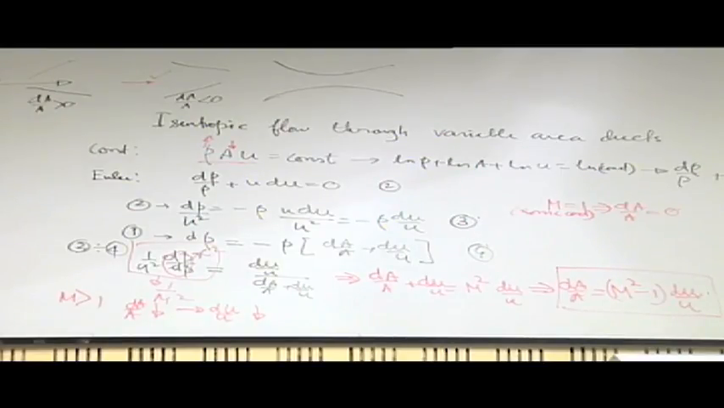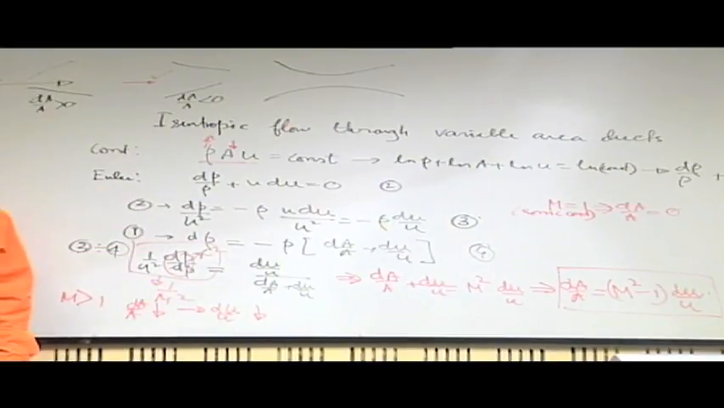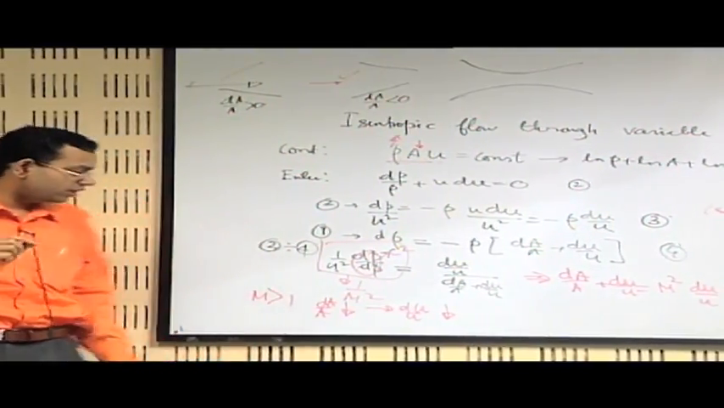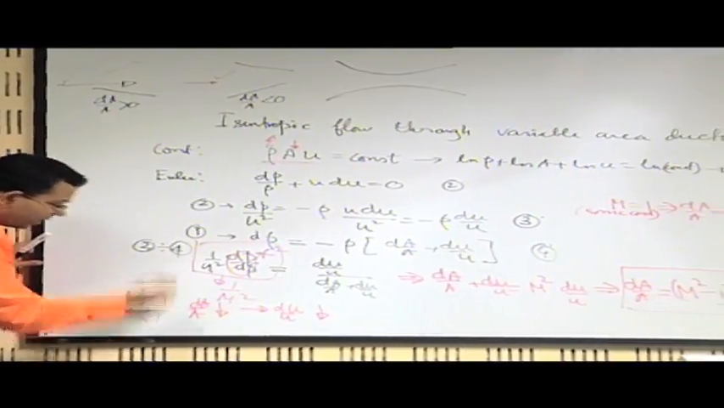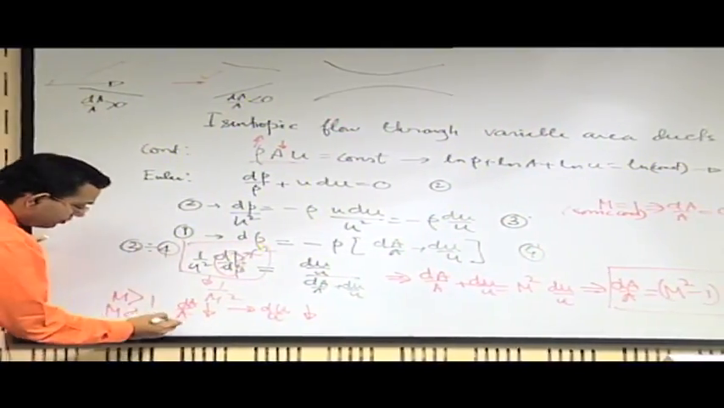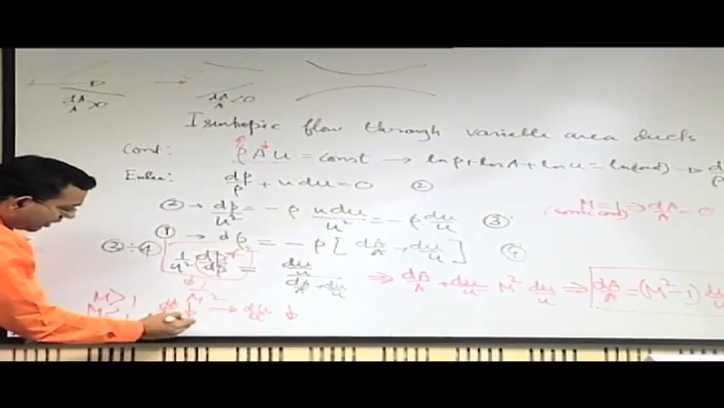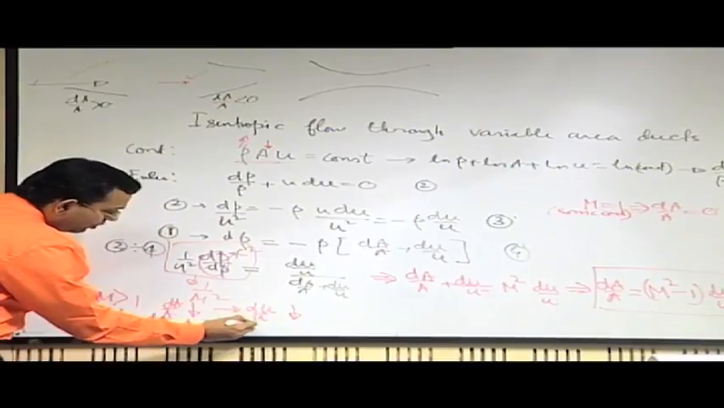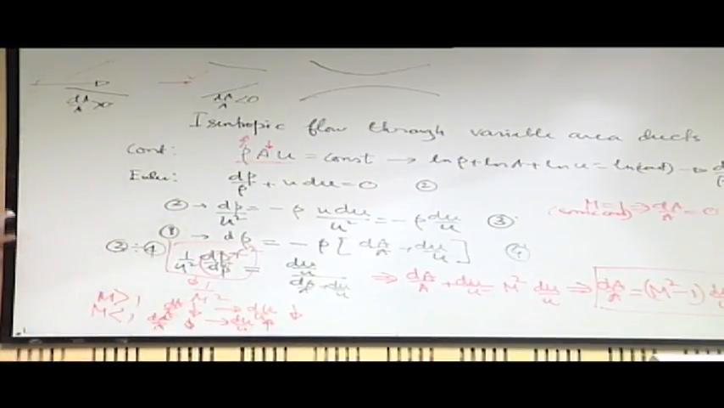Diffuser is something where you want a decrease in velocity and an increase in pressure. So here it is acting like a diffuser. So physically looking like a nozzle does not mean that it is a nozzle. One has to see what is the Mach number range in which it is operating. On the other hand, if M is less than 1, dA by A, if it decreases, that will mean that du by u is positive, that means u increases.